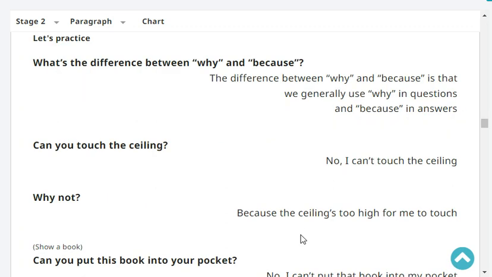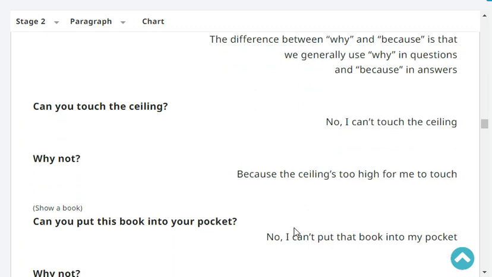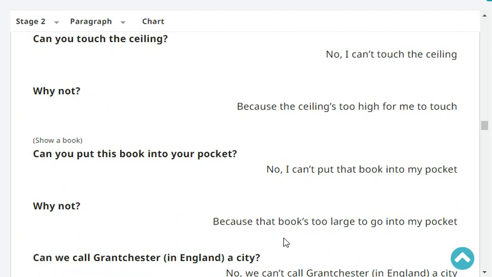Can you touch the ceiling? No, I can't touch the ceiling. Why not? Because the ceiling is too high for me to touch. Very good.